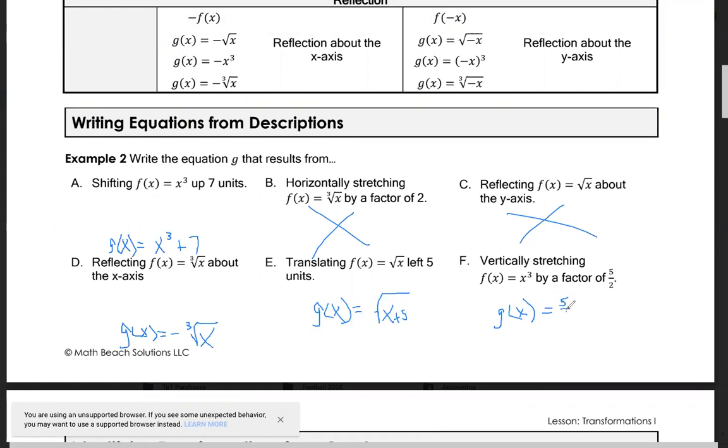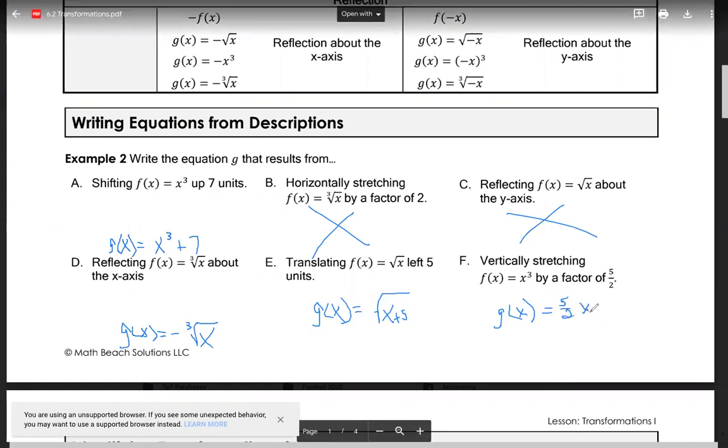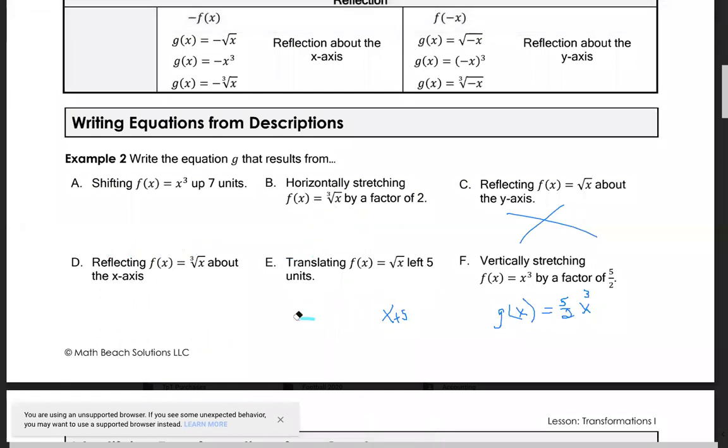Anytime you get a stretch or a compression, you're just basically multiplying the stretch in front of the equation. So it's pretty simple. Okay, so this is kind of like the rundown of how to do this part. We are going to look at some graphing tomorrow.